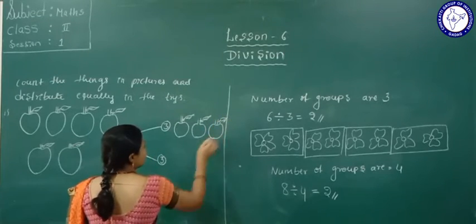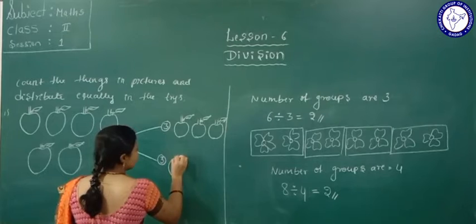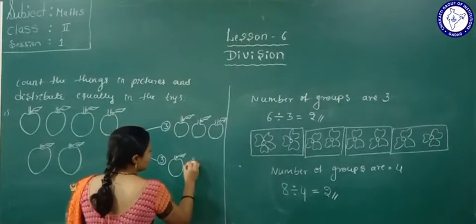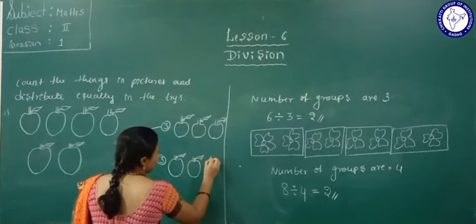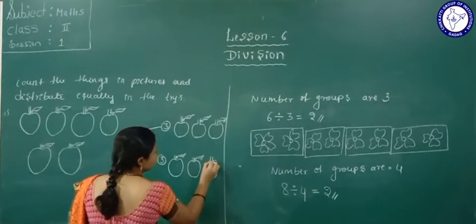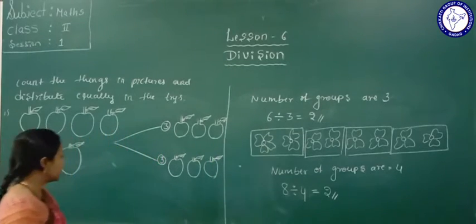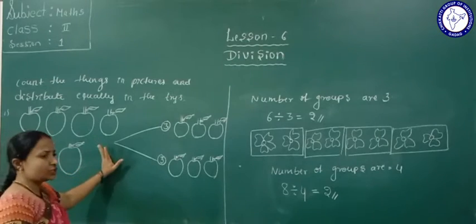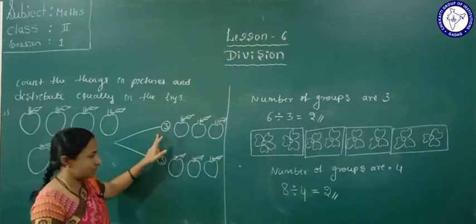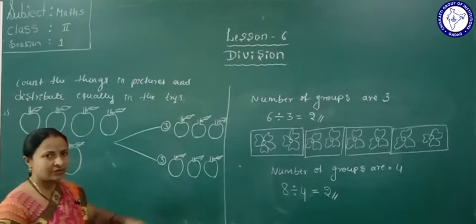So 3 apples in one group and here also 3 apples in another group. Okay, so we distributed the apples equally. Here, totally they have given 6 apples. Equally we distribute in 2 parts. Yes, 1 in 3, 1 in 3. So 3 equally we will distribute.